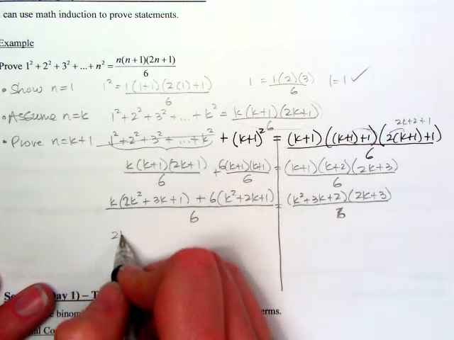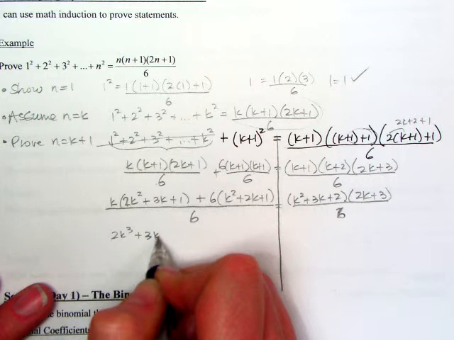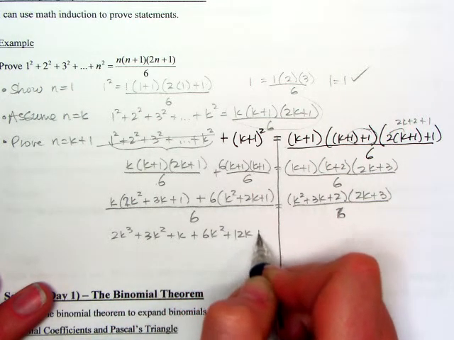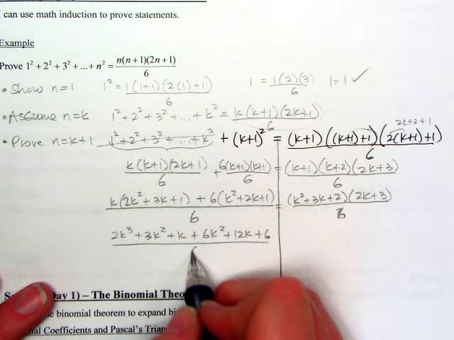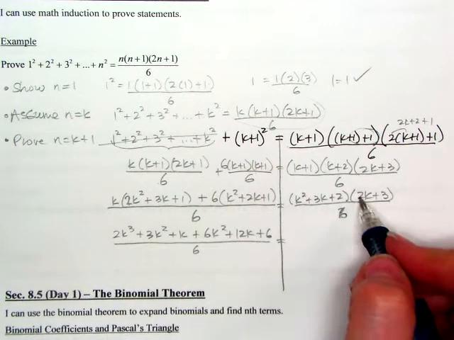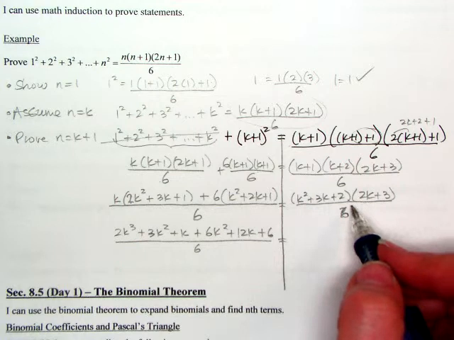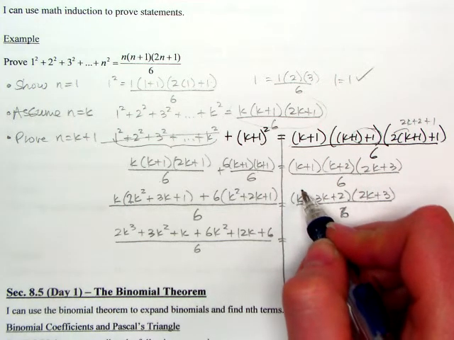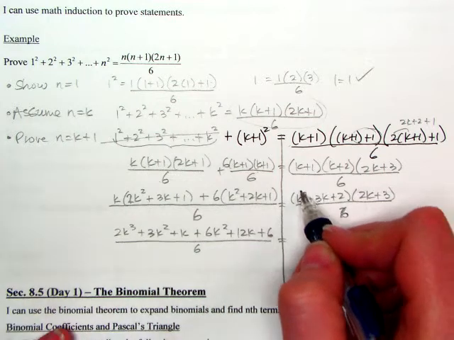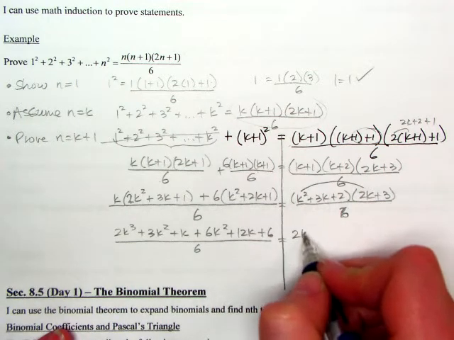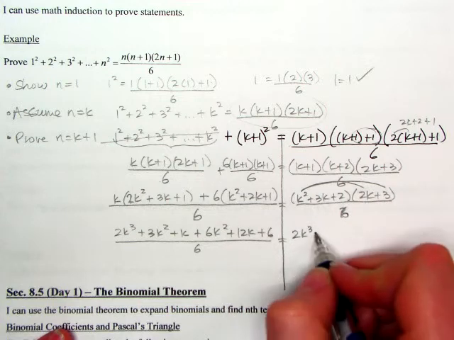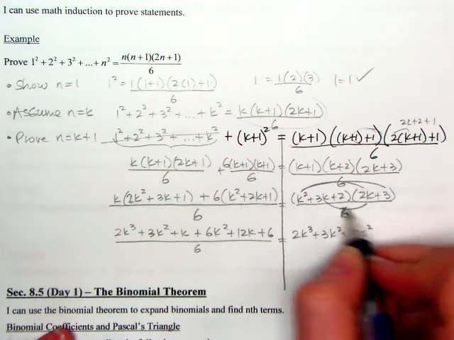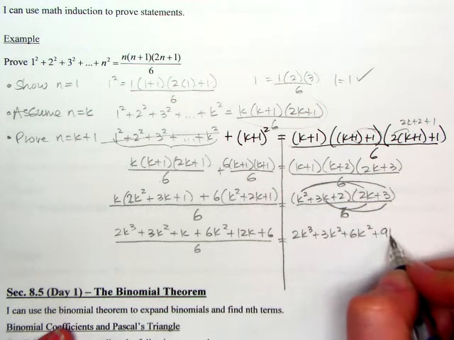So putting this in here, I get 2k cubed, 3k squared, and a k, 6k squared, 12k, and 6. Over here, when you start to FOIL a 3 by a 2, I highly suggest you start drawing those lines, those arcs that you did when you first learned how to FOIL, so you keep track of what did already get multiplied and what hasn't been. So k squared times 2k will be 2k cubed. Times 3 will be 3k squared. 6k squared. 9k.